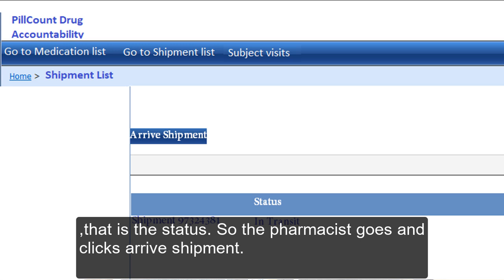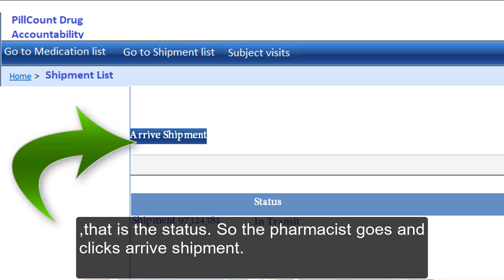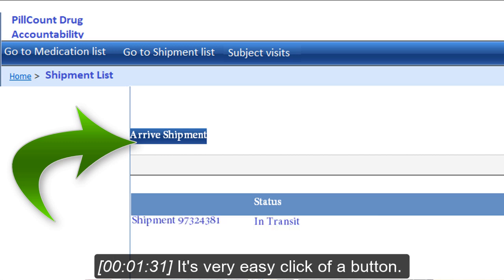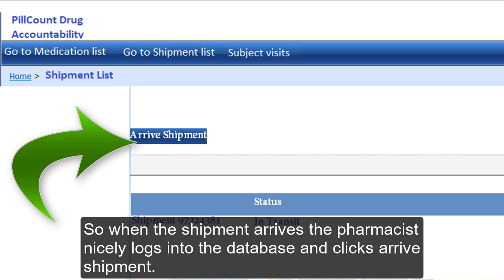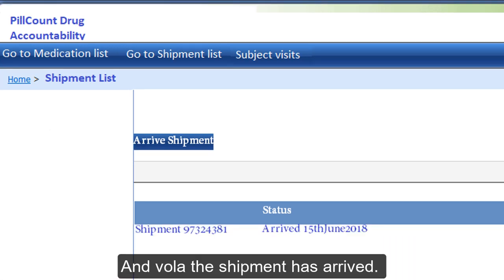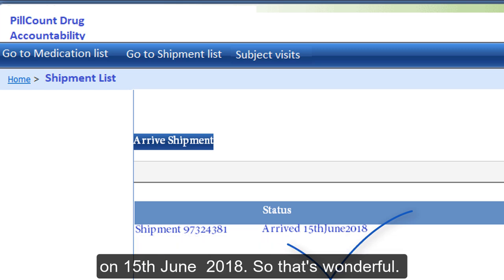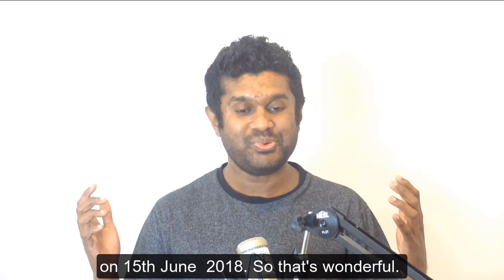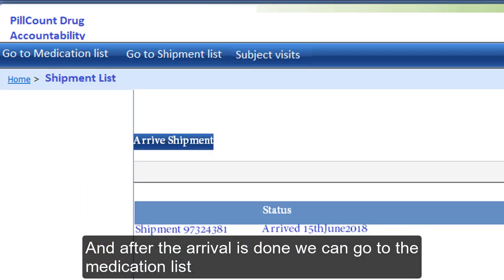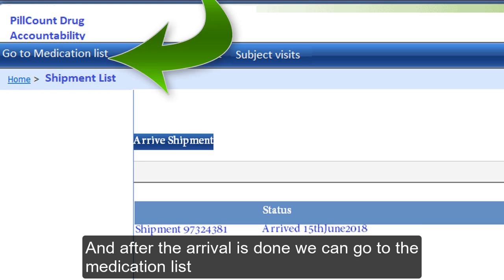So the pharmacist goes and clicks arrive shipment. It's very easy. Click of a button. So when the shipment arrives, the pharmacist nicely logs into the database and clicks arrive shipment. And voila, the shipment has arrived. So now shipment 97324-381 is marked with the status arrived on 15th June 2018. So that's wonderful. And after the arrival is done, we can go to the medication list.